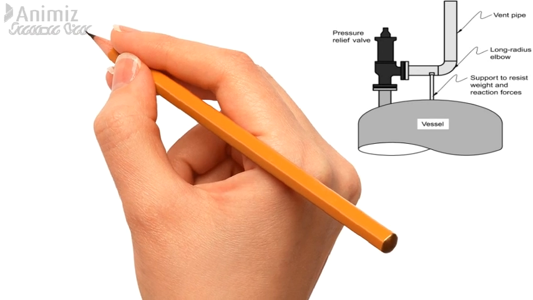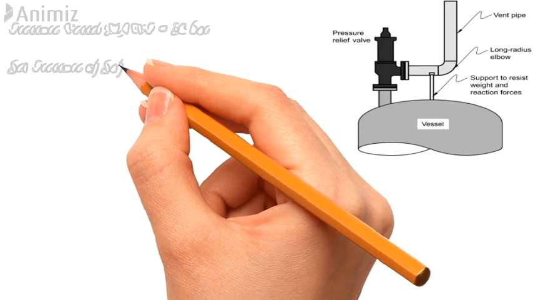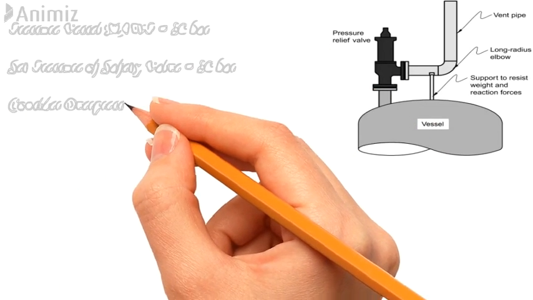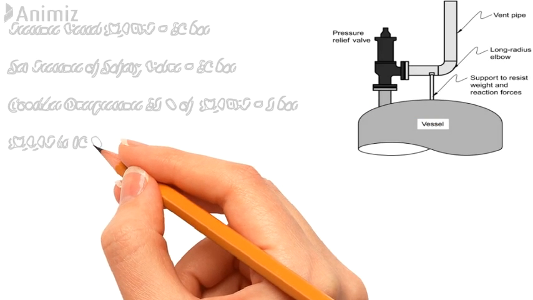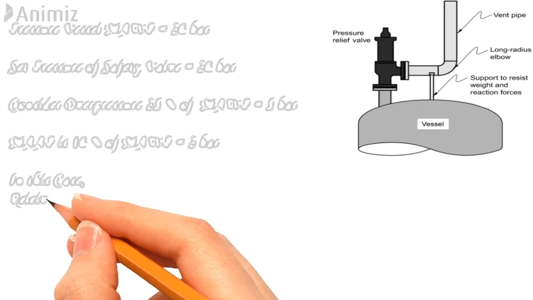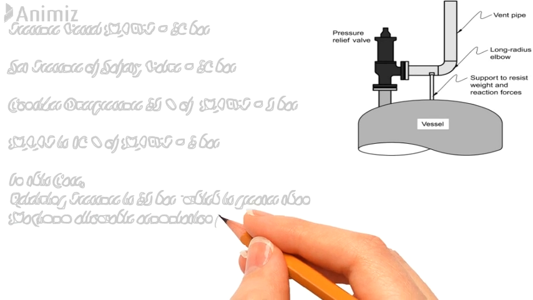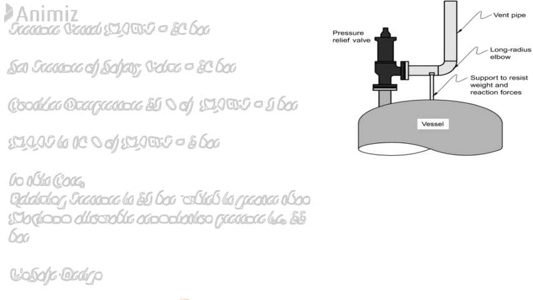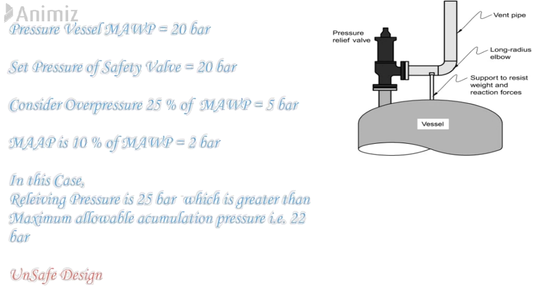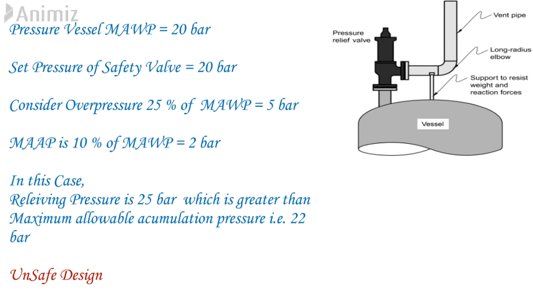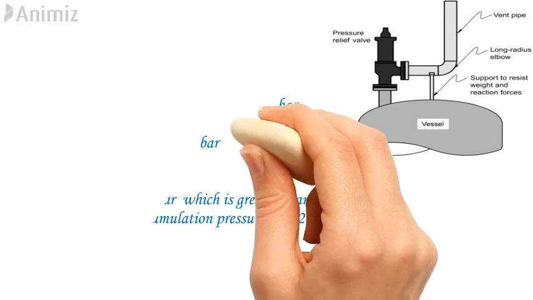Suppose a pressure vessel has MAWP 20 bar and the set pressure of the safety valve is 20 bar. Overpressure is 25% of MAWP, that is 5 bar, and maximum allowable accumulation pressure is 10% of MAWP, that is 2 bar. In this case, relieving pressure is equal to set pressure plus 25% overpressure, that is 20 plus 5, that is 25 bar, which is greater than the maximum allowable accumulation pressure, that is 22 bar. So the design is not allowed as it is not safe.